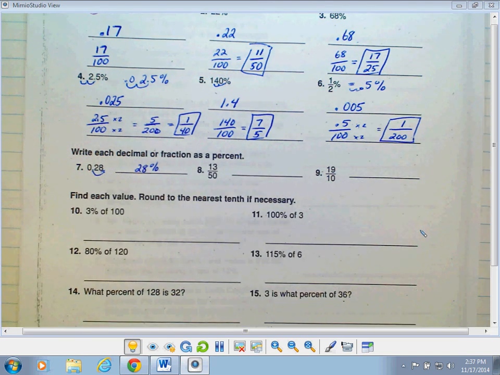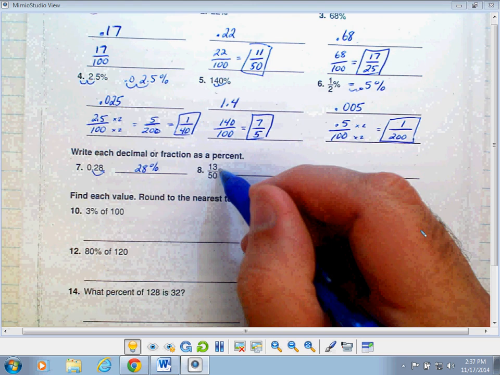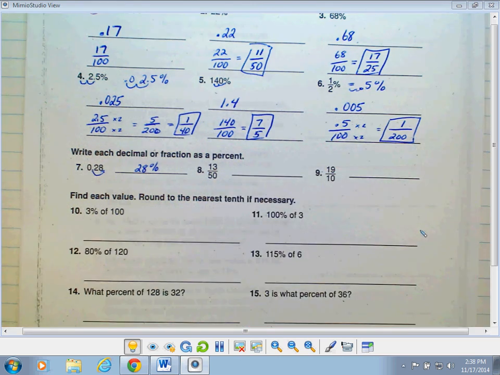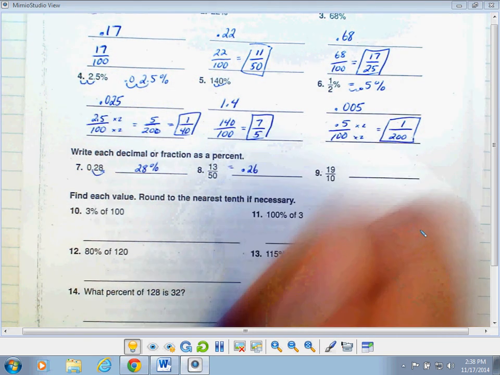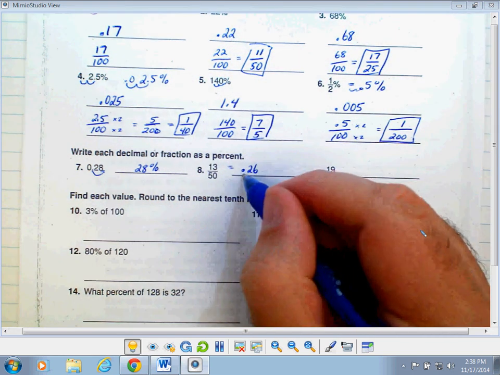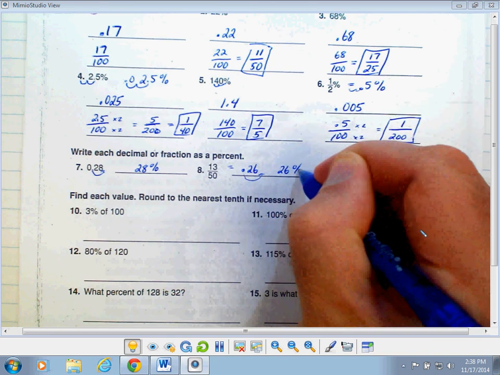For fractions, it's almost as easy, except that in this case, you actually want to divide the two numbers. Literally type 13 divided by 50 on a calculator. If you do that, you're going to get 0.26, which you can then turn into a percent by moving the decimal 2 places to the right, and you'll get 26%.